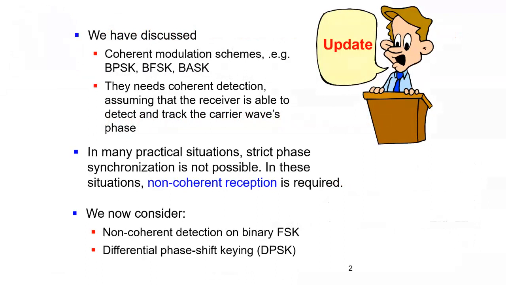But in many practical situations where strict phase synchronization is not possible, we need to go for non-coherent reception. Basically there are two broad categories of non-coherent reception. One is non-coherent detection of binary FSK, and another one is differential phase shift keying. So we are concentrating on these two topics today. Let me see how the non-coherent detection of binary frequency shift keying is done.